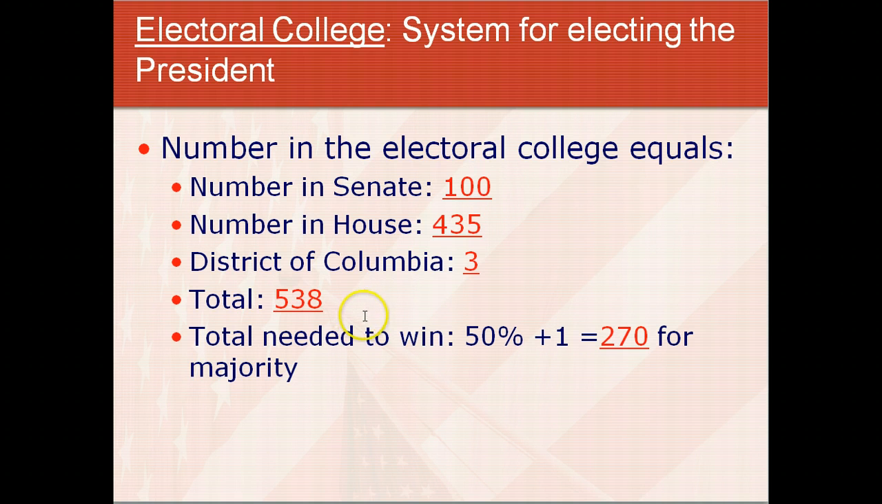538. And to win the Electoral College vote, you need to have a majority, which isn't just more than the others, it's 50% plus 1. You have to actually hit the threshold of 50% plus 1, which for 538, that would be 270. So you need to have 270 votes to win the Electoral College.